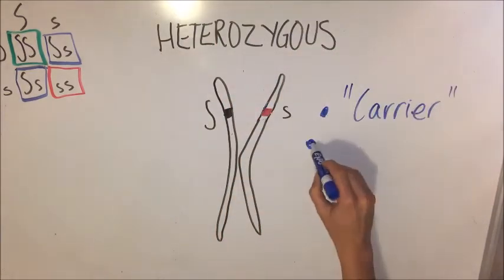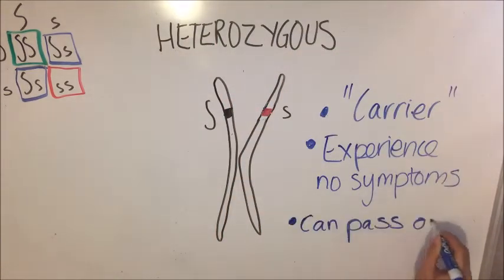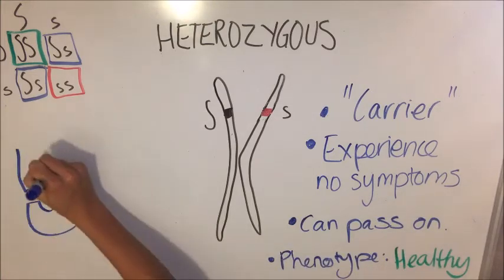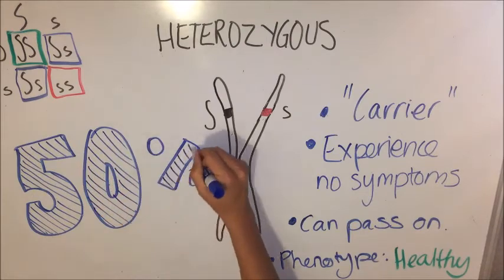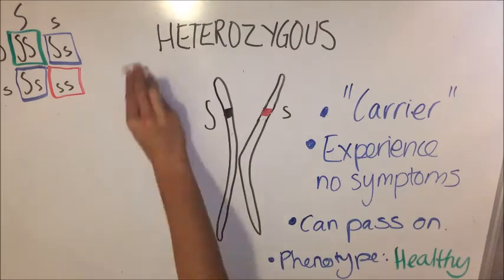This means that they are a carrier. As sickle cell disease is an autosomal recessive disorder, the phenotype will still be healthy, as the sickle cell disease trait is dominated by the healthy trait. This means that they will experience no symptoms. However, they can pass it on, and there is a 50% chance of this occurring.